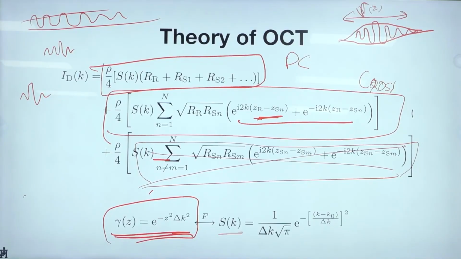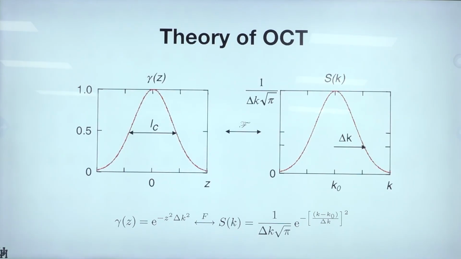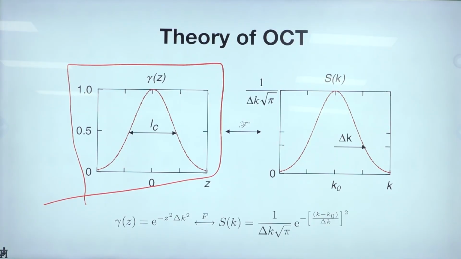light. S of k is basically what are the different wavelengths present in your light. So this is frequency, the range of frequencies. It's the spectrum of the light source that you are using for your experiment. And so this is the relationship: the coherence length of your light source and the spectrum of light of the light source.